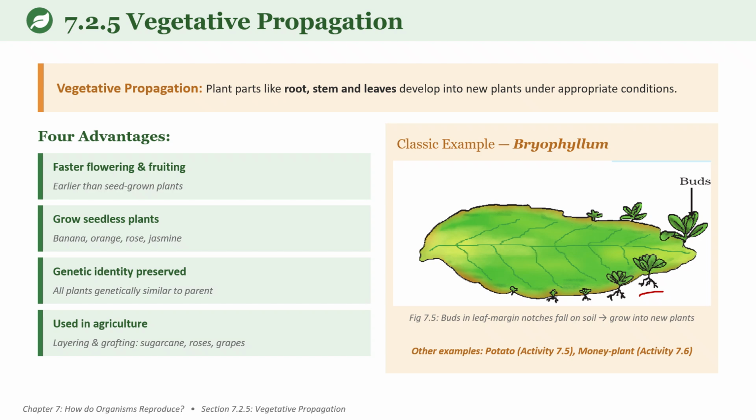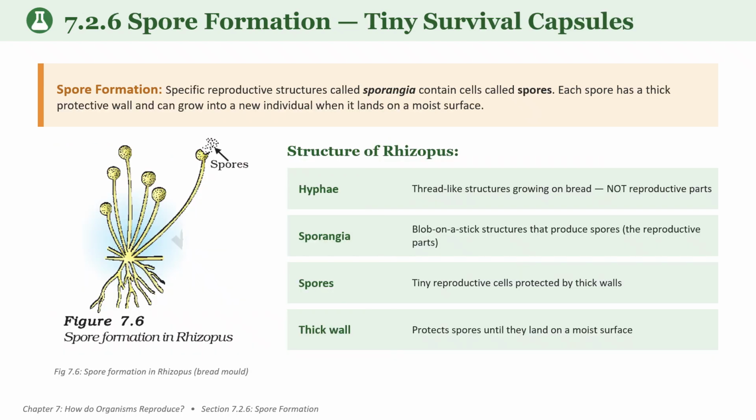So let's move on to the next one. Next, we are going to see spore formation. Can we say it is like tiny survival capsules? So what is this spore formation? See, spore formation is a method of reproduction in which organisms produce tiny reproductive structures called spores. Here I have given you the example Rhizopus. Rhizopus is nothing but a bread mold.